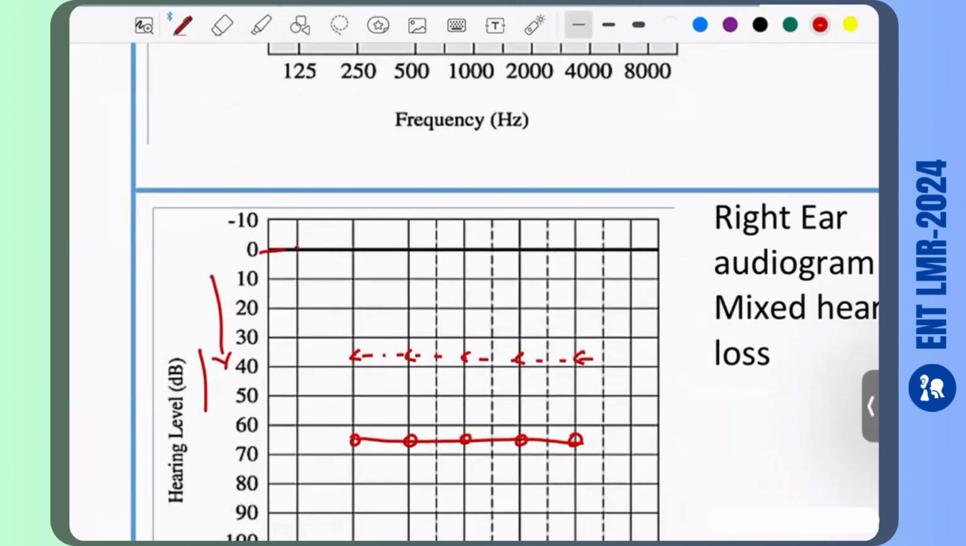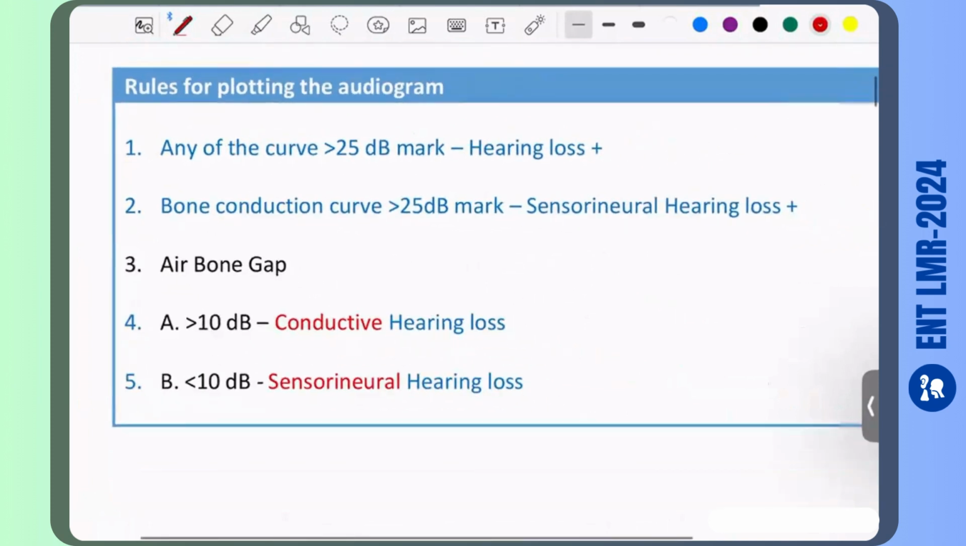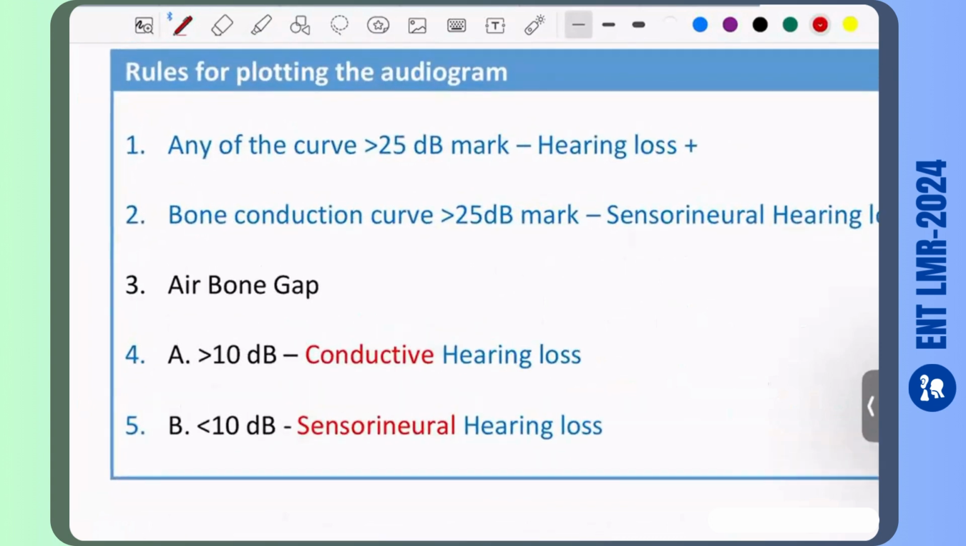Okay. So how do we interpret any curve in an audiogram? First, if any curve is more than 25 decibel, there is hearing loss present. Point number 1. Point number 2, if the bone conduction curve is more than 25 decibel, it is sensory neural hearing loss. Okay. Point number 3, if there is an air bone gap present and it is more than 10 decibel, it is conductive loss. If it is less than 10 decibel, it is sensory neural hearing loss.